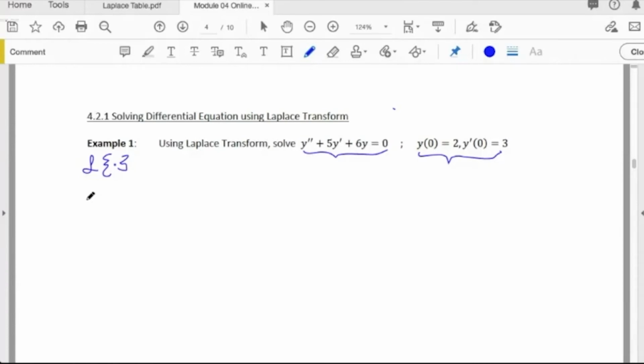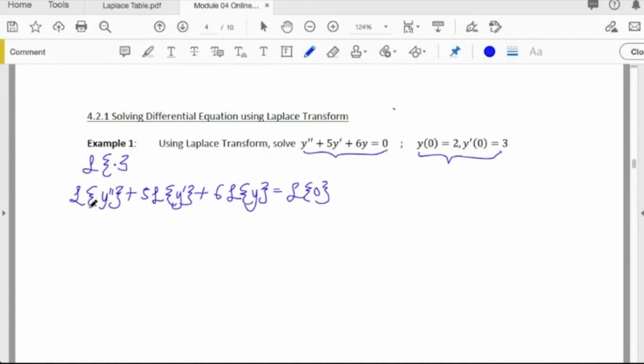So if we apply the transformation on the differential equation we have, we apply it on y double prime, plus 5, a constant you can bring outside, apply the transformation on y prime, plus 6, bring it outside, apply the Laplace transform for y. And then on the right-hand side, we apply the Laplace transform to 0.